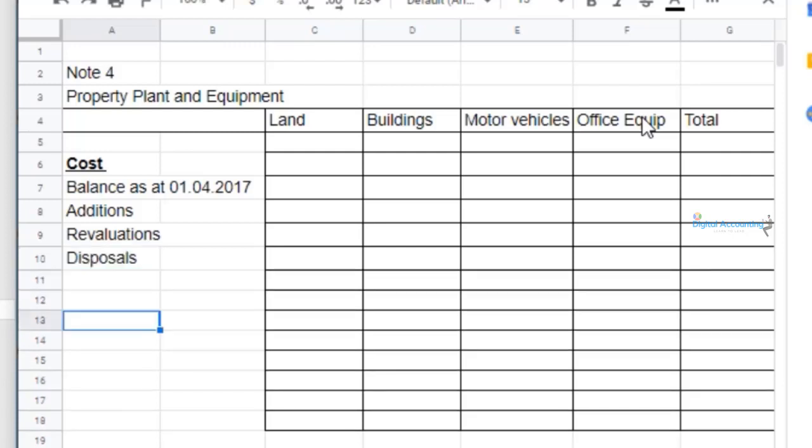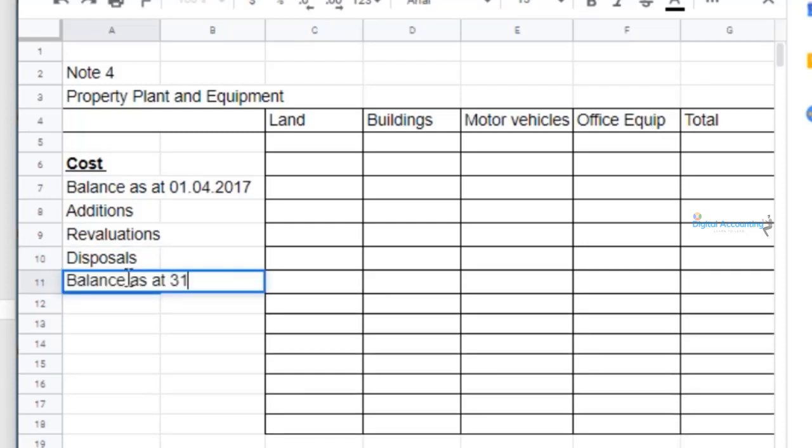disposals. So these are the items that can come under the cost account of the particular asset. So we can take the 1st April 2017 balance and there might be some additions during the year. There might be some revaluation during the year. There might be some disposal. So these are the items that might come in the adjustments. Balance as at 31st March 2018.